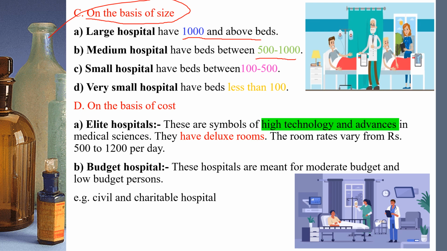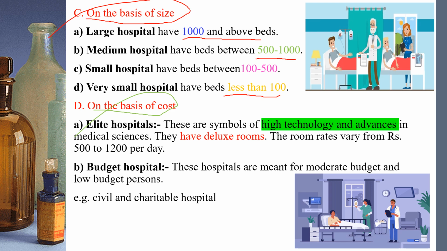Now small hospitals, they have beds somewhere in between 100 to 500, and then comes very small hospitals which are having beds less than 100. So based on the number of beds, this is the classification. Next classification what we are having is based on the cost, based on money.